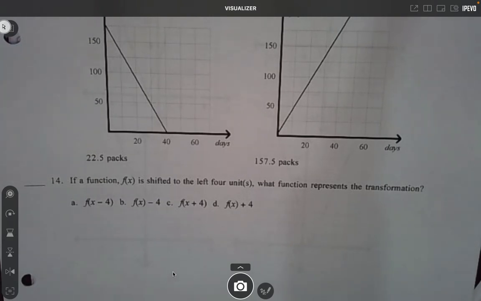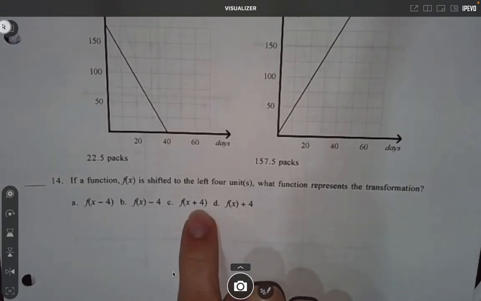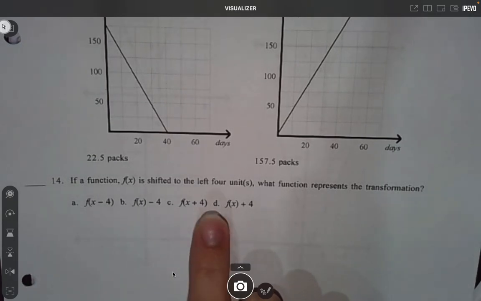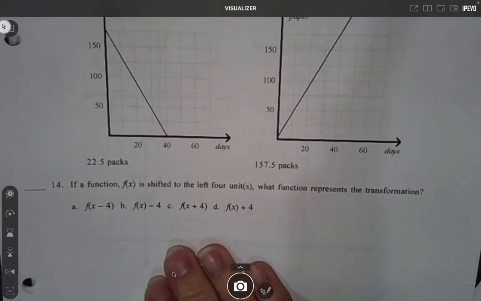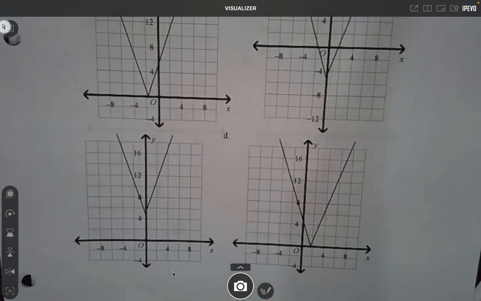Number 14, which one of these looks like a function shifted to the left 4? What do you do when it's shifted left or right? You put it in the parentheses, and it's opposite of what you think. So if it says left 4, it's going to be +4. That one's not on there because I put the next one or two. It's C. I just didn't want somebody confused with all that f of x stuff. So 14's not on there. 14 is C. Okay.